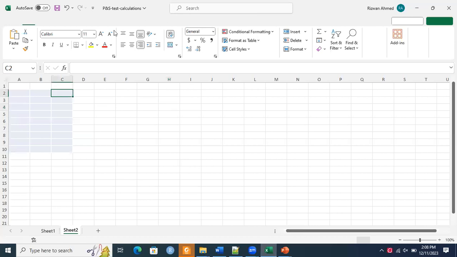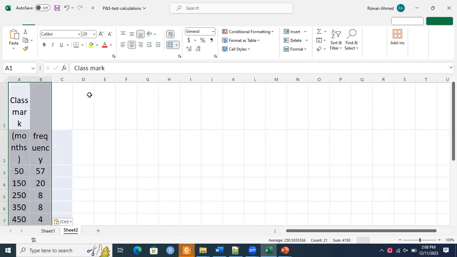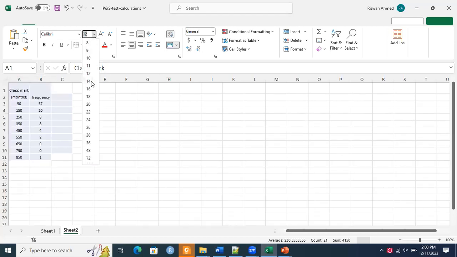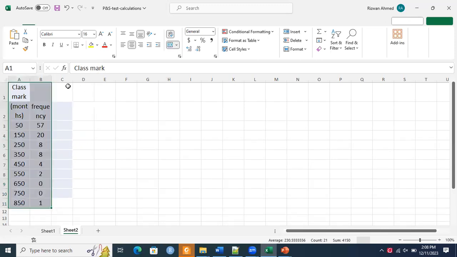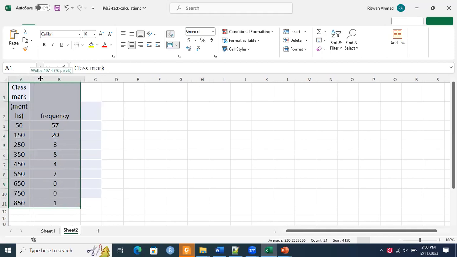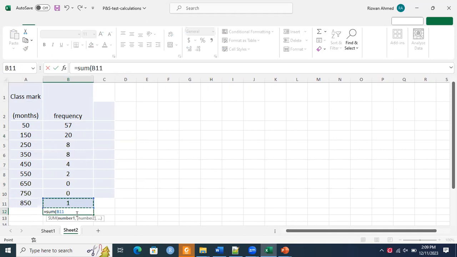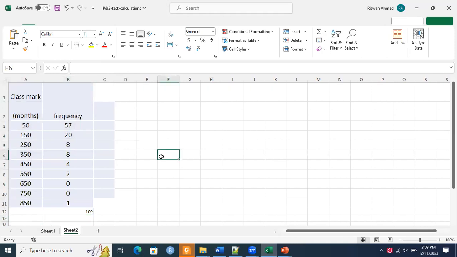So I copy this data to a Microsoft Excel sheet. Here it's open. So a bit larger font size would be nice. So frequency and all that. We can get the total number of components. It's a simple summation of these numbers. So 100 was the number.